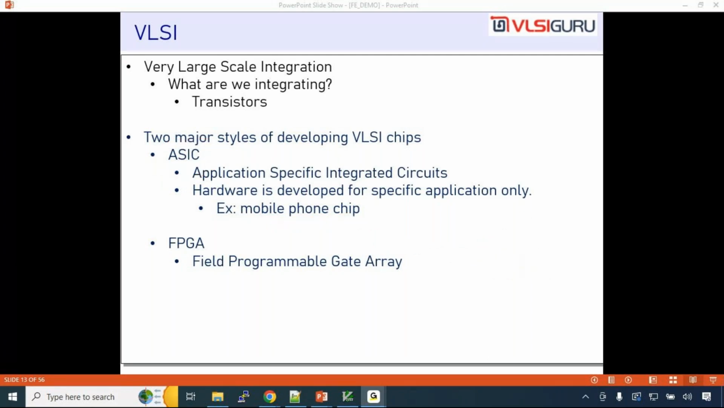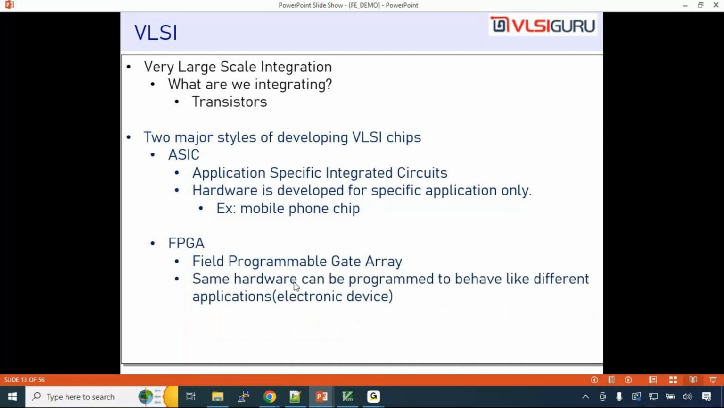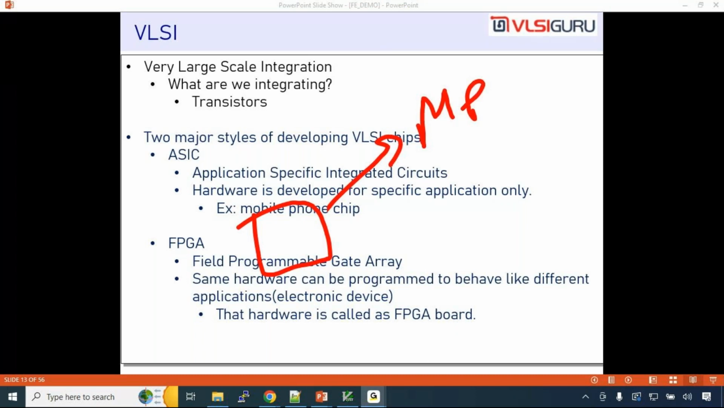The other side of that technology is the FPGA. What does FPGA stand for? Field Programmable Gate Array. In FPGA, the same hardware can be programmed to behave like different applications. I'll have one hardware called an FPGA board. I can make the same FPGA board behave like a mobile phone, like a laptop, or like some other electronic device also. That kind of technology is called FPGA.